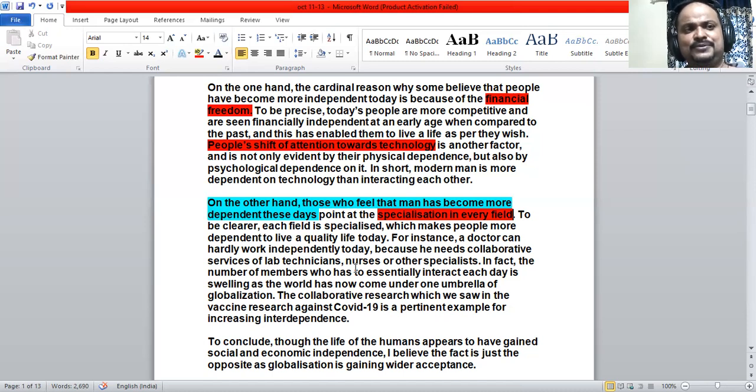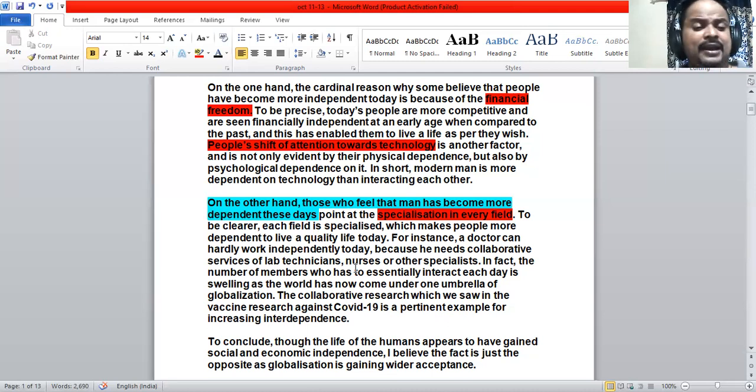If they were independent, just working as independent firms, this much swiftness would not have been evident. With this sort of collaborative service, they exchanged their ideas and findings with other groups, and finally we found the vaccine. This is a success story that we can see as a quintessential example for dependence, not independence, dependence.